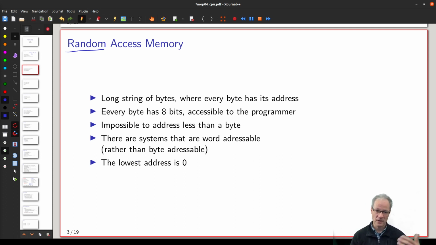And other versions, there's associative memories and so on, right? But the basic one is the random access memory that pretty much every computer is using. The way we can look at it, we can look at it as a long string of bytes, and every byte has its address, right? So this is the memory. It starts, let's say, from the address.